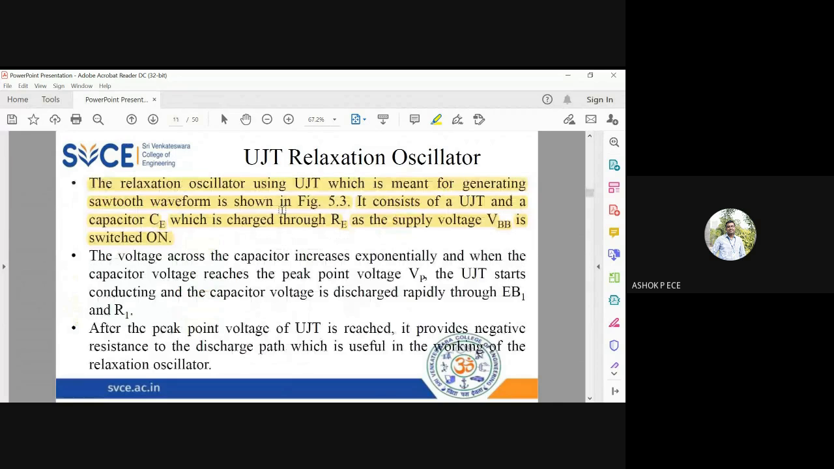Okay, see here, you know that capacitor charging and discharging is exponential in nature. So as soon as you connect this circuit, the capacitor will charge exponentially. So the capacitor will slowly charge towards VBB. It will charge till the emitter voltage reaches the peak voltage VP. When the emitter voltage reaches the peak voltage VP, your UJT is going to start conducting and the current is going to flow through the device.